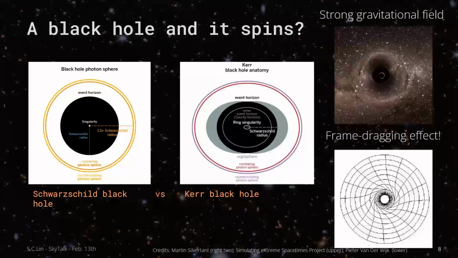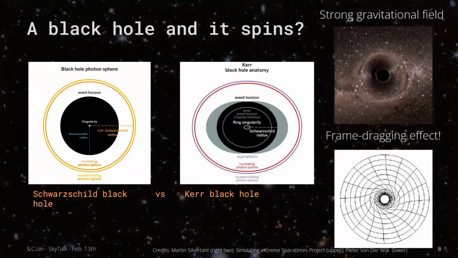So let's talk a little bit about some of the regions nearby a black hole. On the left-hand side here, it's a Schwarzschild black hole, which is a black hole that is not spinning. You will see a singularity enclosed by the event horizon, and the event horizon is exactly described by the Schwarzschild radius as shown in the previous equations.